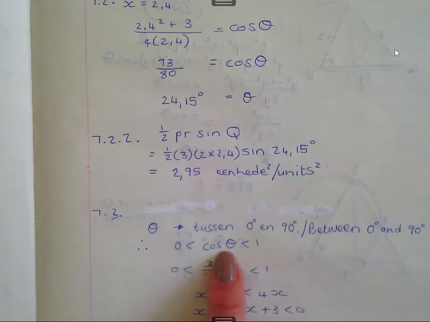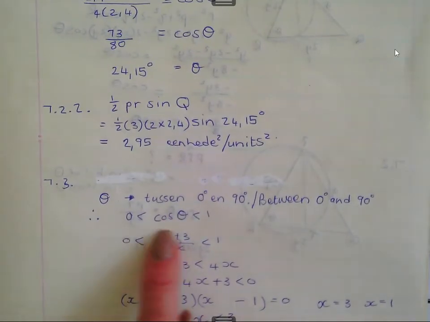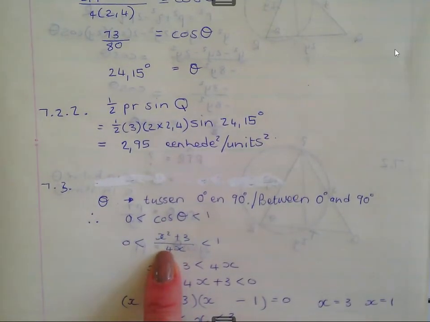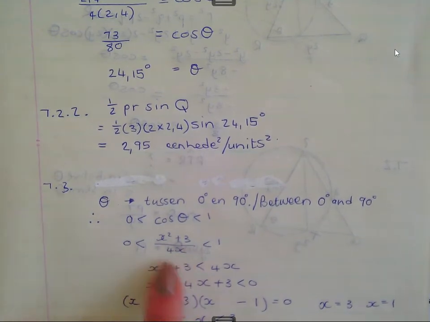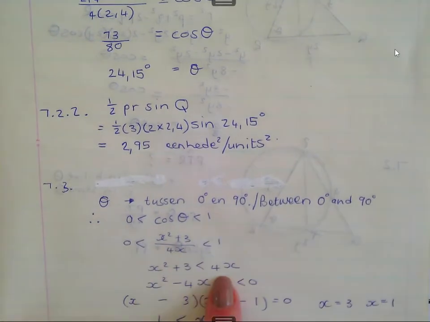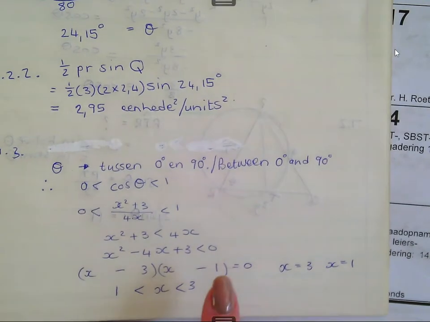And do you remember originally, they said cos theta is x squared plus 3 over 4x. So all they wanted you to do here is to substitute the cos theta with what they gave you originally. And that's why they gave it to you at the beginning. And then this is an inequality. Do you remember inequalities? So we multiply this side with 4x, so it cancels out. You multiply that side with 4x, you get the trinomial. Factorize it. You get your 0 points, and then x is between 1 and 3.